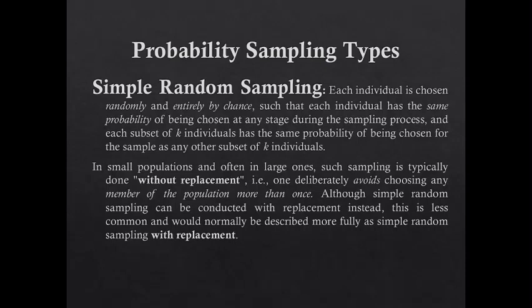It can be done with replacement or without replacement, and this is like you just put the names of the respondents into a bucket, and then you put your hand into it and choose, let's suppose, 10 or 20 persons, and in this way you can do simple random sampling.